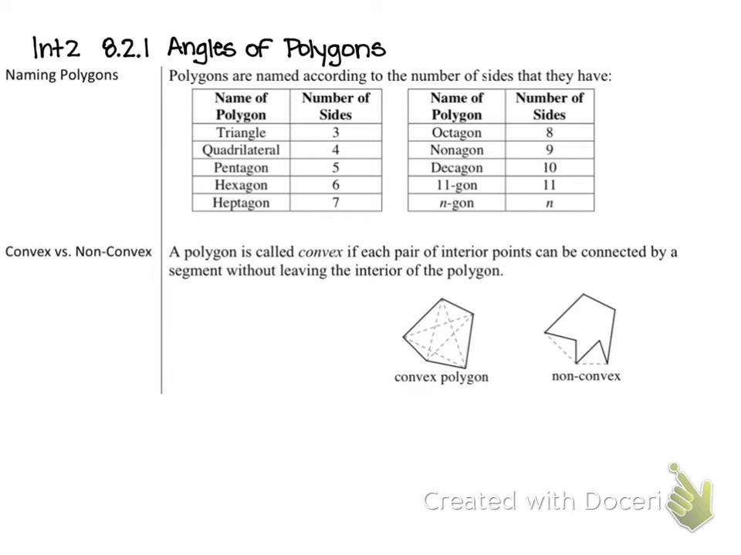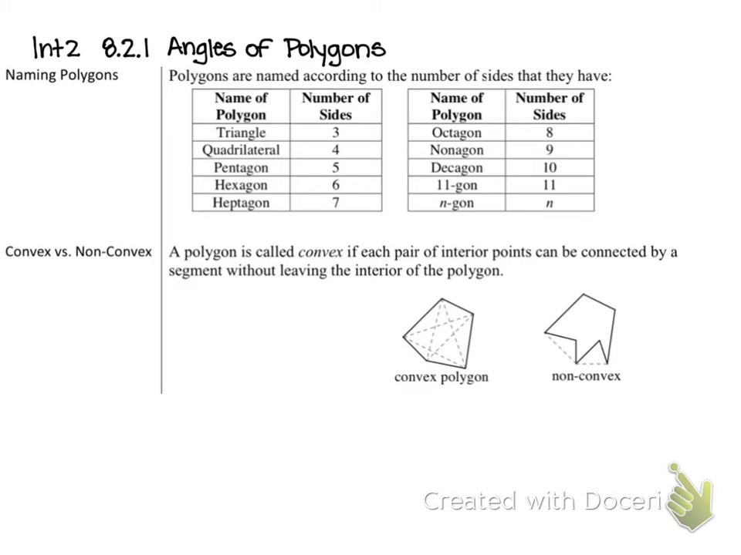Angles of polygons. So first we want to talk about the idea of what a polygon is. Well, a polygon is a completely enclosed shape. So an example of a polygon is a square. It's all created by straight line segments. That's important to note. So a common shape that is definitely not a polygon is a circle, since it's not created with straight line segments.